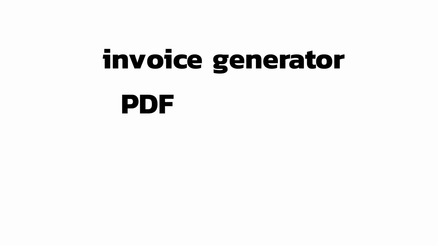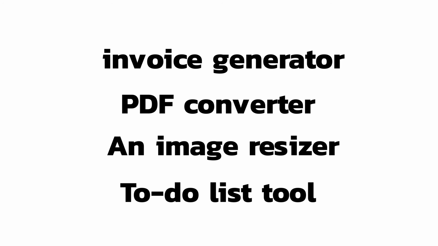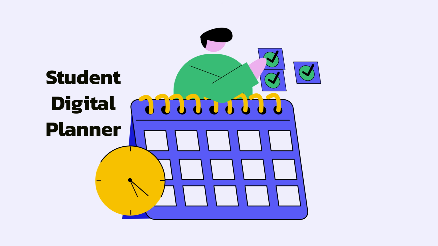There's so many different examples out there when it comes to basic web apps that you can build with these AI tools, whether it's an invoice generator, PDF converter, maybe an image resizer, some sort of to-do list tool that you can use. The list goes on and on. But the example that I'm going to be using today when it comes to these two different AI tools is going to be a student digital planner.